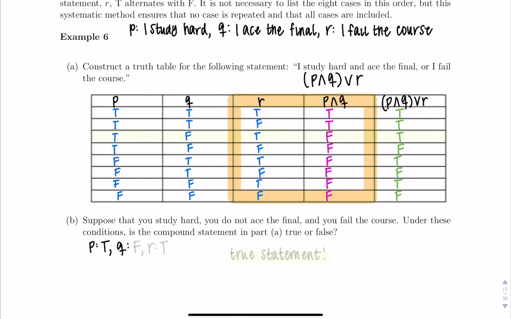For Q, we let it stand for I ace the final. So if I do not ace the final, that becomes a false statement. And R is you fail the course, which is a true statement. And so what you want to do is go up to the table and find true, false, true, and see what that last column gives you. So we're looking for true, false, true, which looks to be this third row. And so that tells you that statement is a true statement.